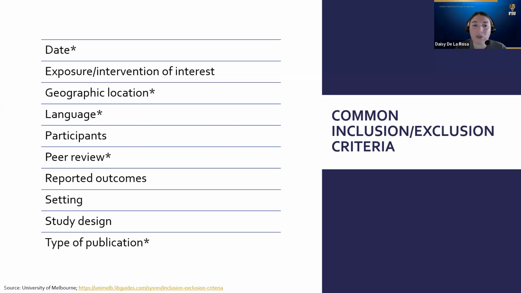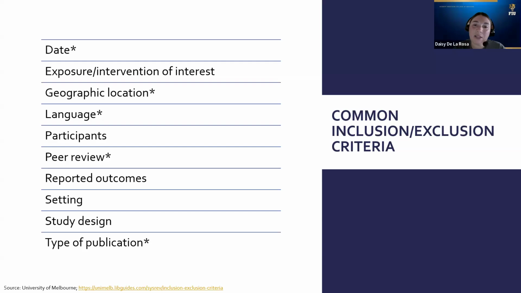Exposure, intervention of interest, right? That all has to be defined because when you're looking through the studies, you're trying to find the ones that have the exact same intervention. Geographic location. That also should be, if that's relevant to the question, then that's fine. But typically, you don't limit to a certain location. You don't limit by language, right? Sometimes we'll see limited to just English only.